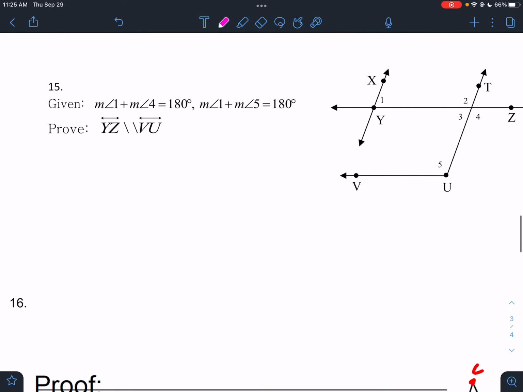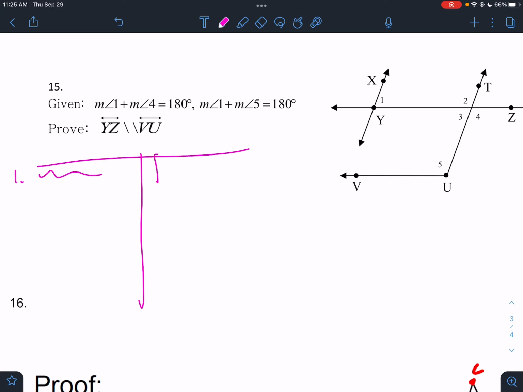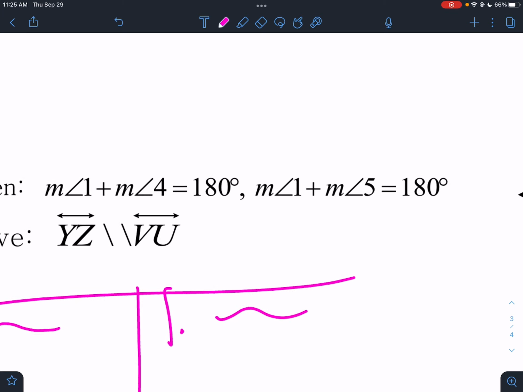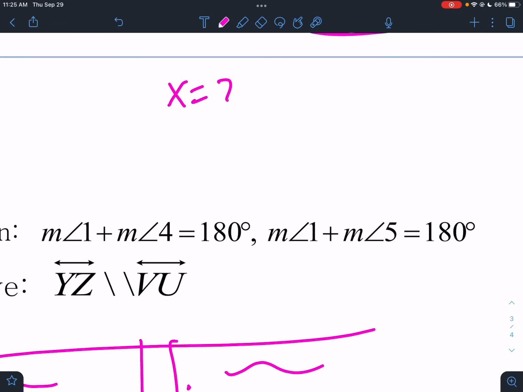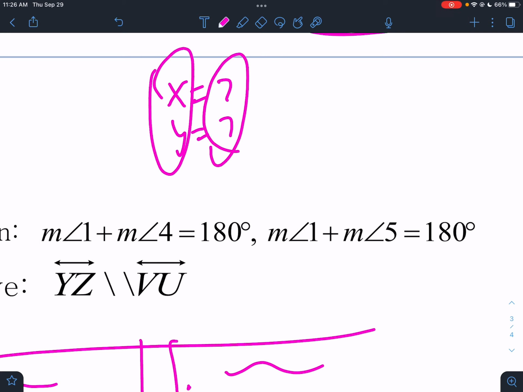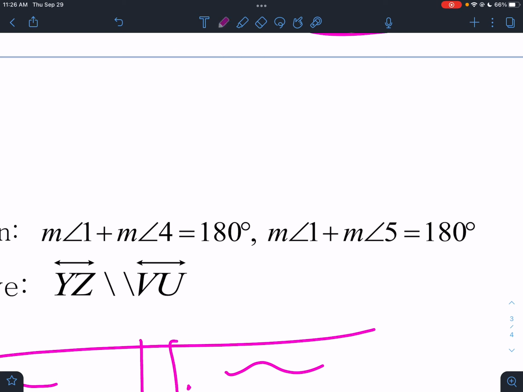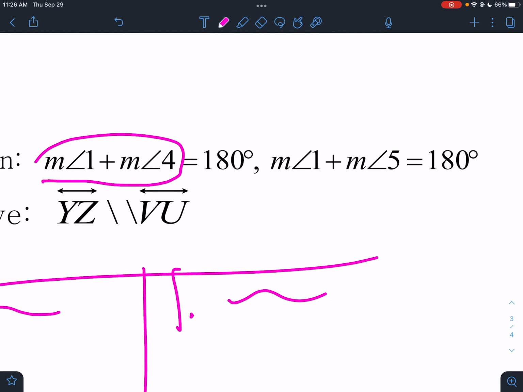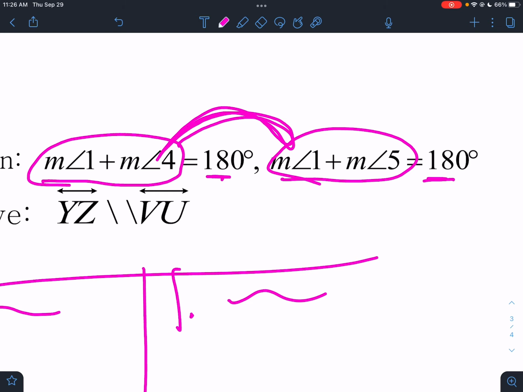All right, we got a proof here. Look at this given. I love it. Oh, this is nice. All the given stuff. Guys, we talked about this before. If I told you x equals 7 and y equals 7, what does that mean? That means that x equals y. They're the same size. They're the same value. If two things, x and y, equal the same thing, 7, that means they're equal to each other. If this equals 180 and this equals 180, that means these are equal to each other.